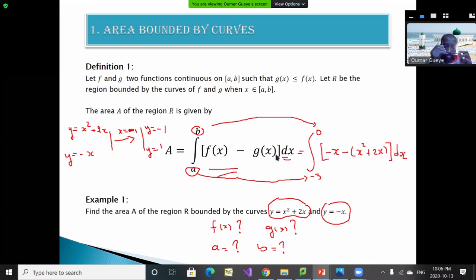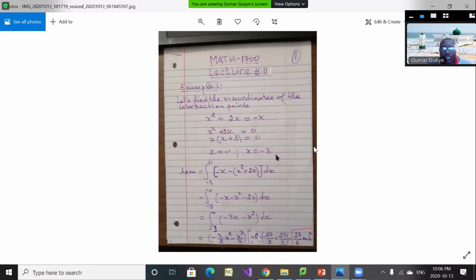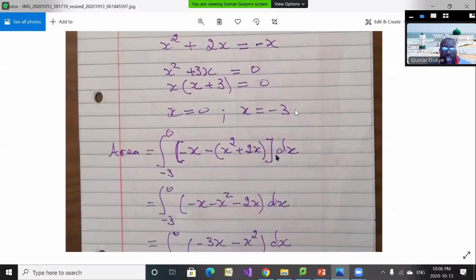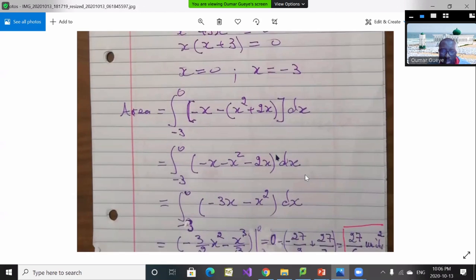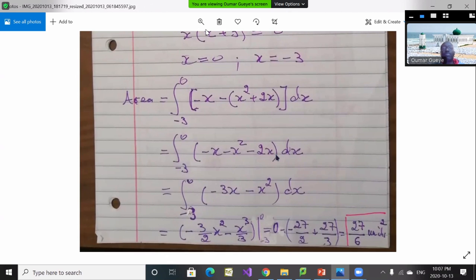All right. Now let's see the calculation. All right. So we're done with finding a and b. We integrate now from -3 to 0 of minus x minus this function. Now we drop the inner brackets. So we'll get minus x squared minus 2x. And if you add the first term and the third one, you will get minus 3x minus x squared. And now we're ready to apply the power rule.